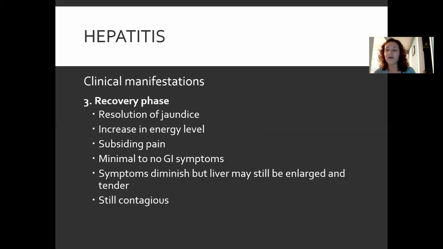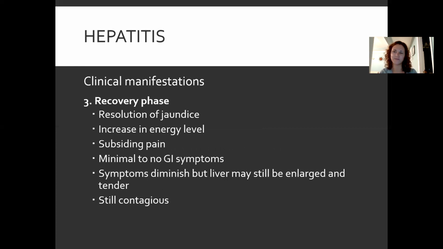Then there is the third and final phase, recovery. So this is the resolution of jaundice. They're going to start feeling better, have an increase in energy level. Their GI symptoms and pain will start to resolve. However, their liver still may be enlarged and tender.